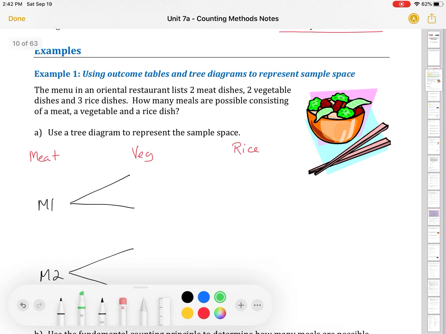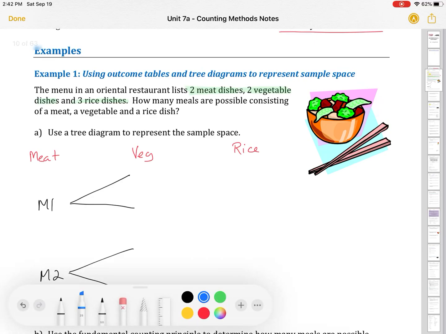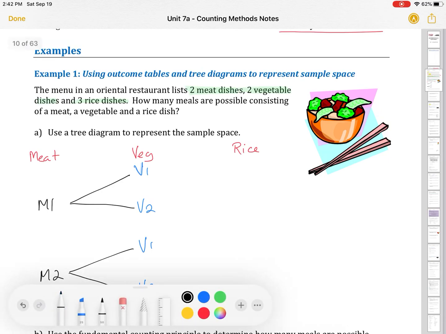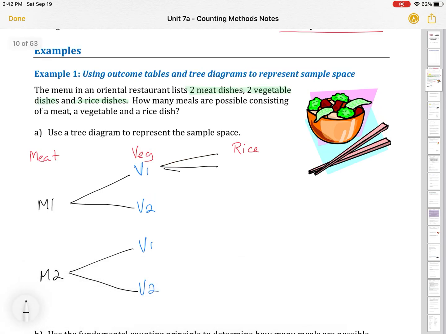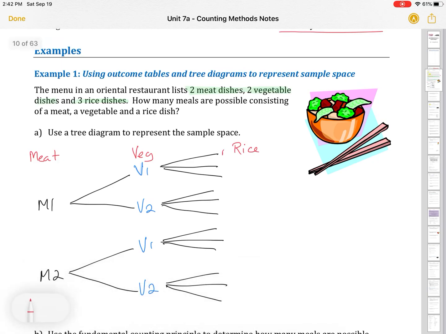Okay, now in the tree diagram, that then extends, and we have 2 vegetable choices. So let's just highlight our 2 meat dishes, 2 vegetable choices, and 3 rice dishes. So in the veg, we have V1 and V2, V1 and V2. And then we have 3 rice dishes. So we have 1, 2, 3, 1, 2, 3, 1, 2, 3, 1, 2, 3.